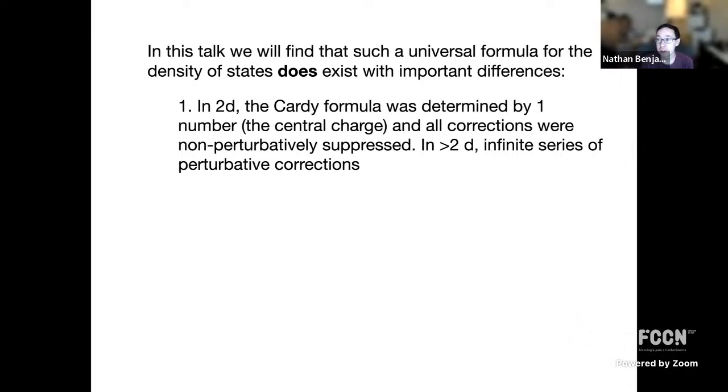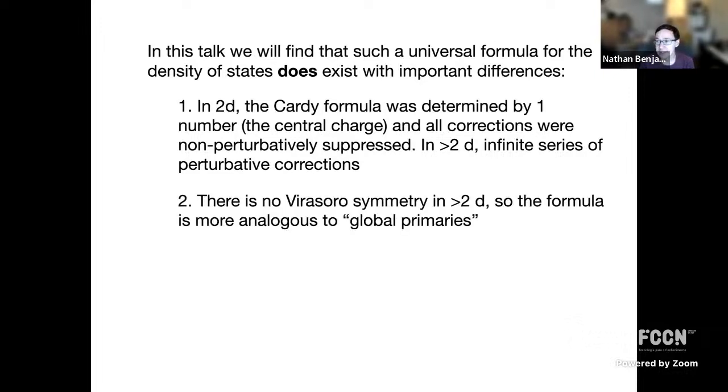That said, if you're only interested in some finite order in perturbation theory, there's only a finite number of real parameters that we'll need to specify. But there's going to be more than one. So that's the first difference. The second difference, of course, is that there's no analog of Virasoro symmetry in higher D. So we can always count states, but if we want to organize into primaries, the best we can do is global primaries as opposed to Virasoro primaries. Okay, so that's of course always true in higher D.